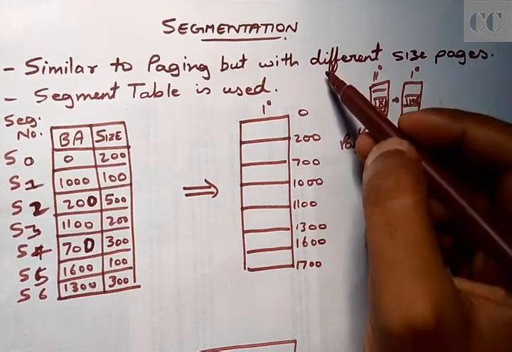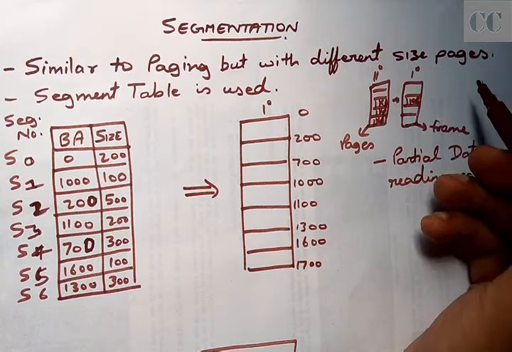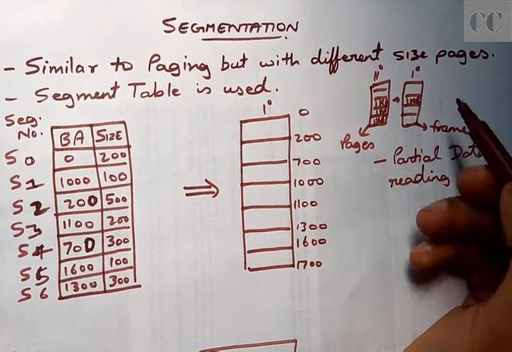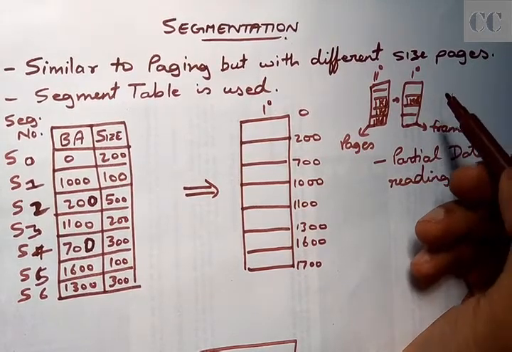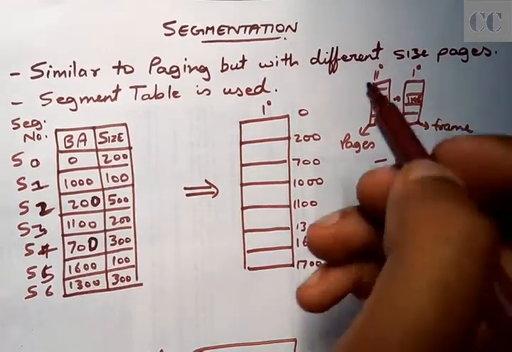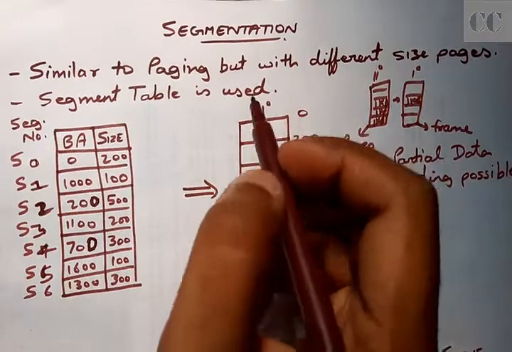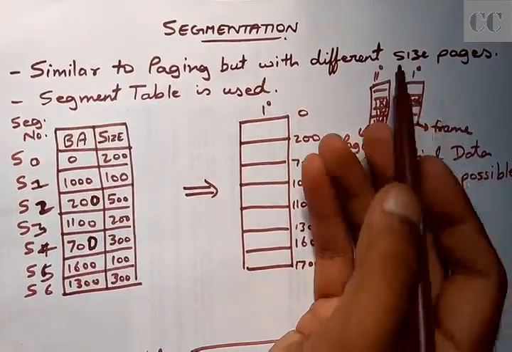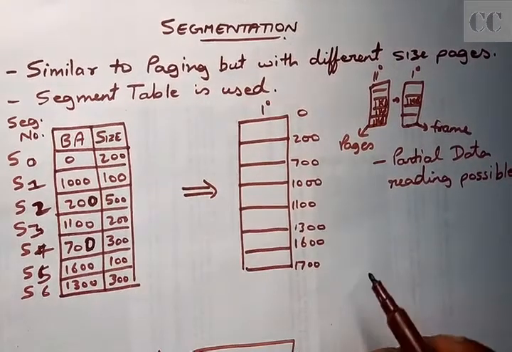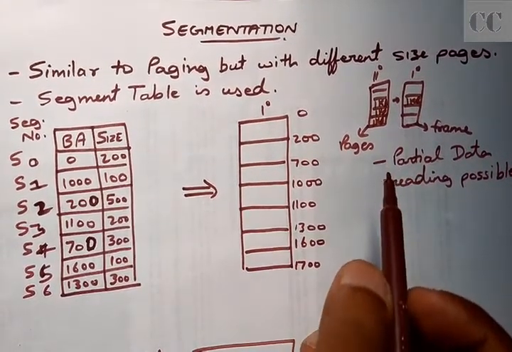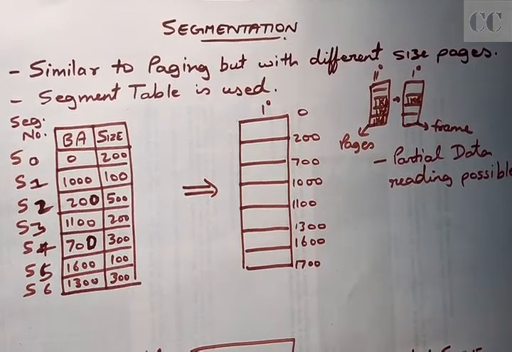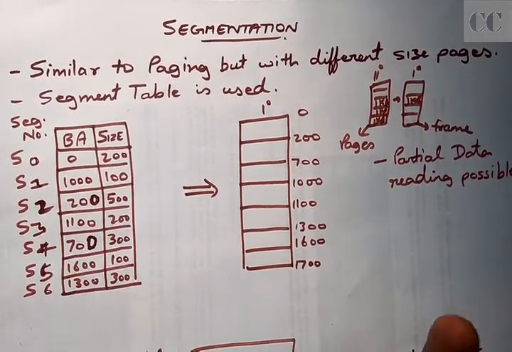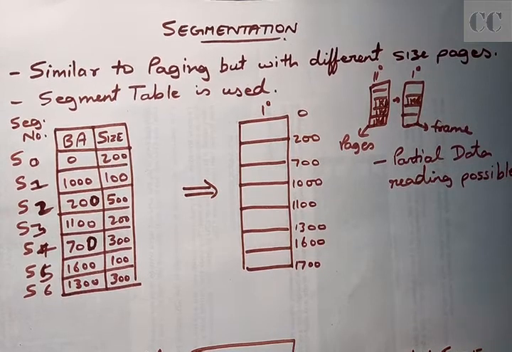Here the page sizes are different, and because they are of different sizes, we are not calling it a page, rather we are calling it a segment. So here the concept is very similar to paging, but with different sizes of pages. As we take a book, all pages are of the same size, so that concept doesn't suit here, so we are altering the term being used here to segment.